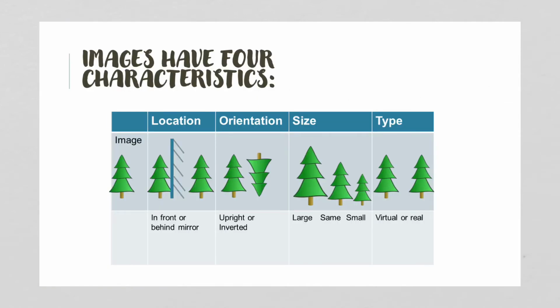Once we've found our image, we have to describe it using four characteristics. We call them the LOST characteristics: L for location, O for orientation, S for size, and T for type. This is our image. For location, is it in front of or behind the mirror? Is it closer or further away from the mirror? For orientation, is it upright or inverted? For size, is it the same size, or is it bigger or smaller? And then what type of image? Is it virtual or real? We'll take a look at what that means a little bit later.